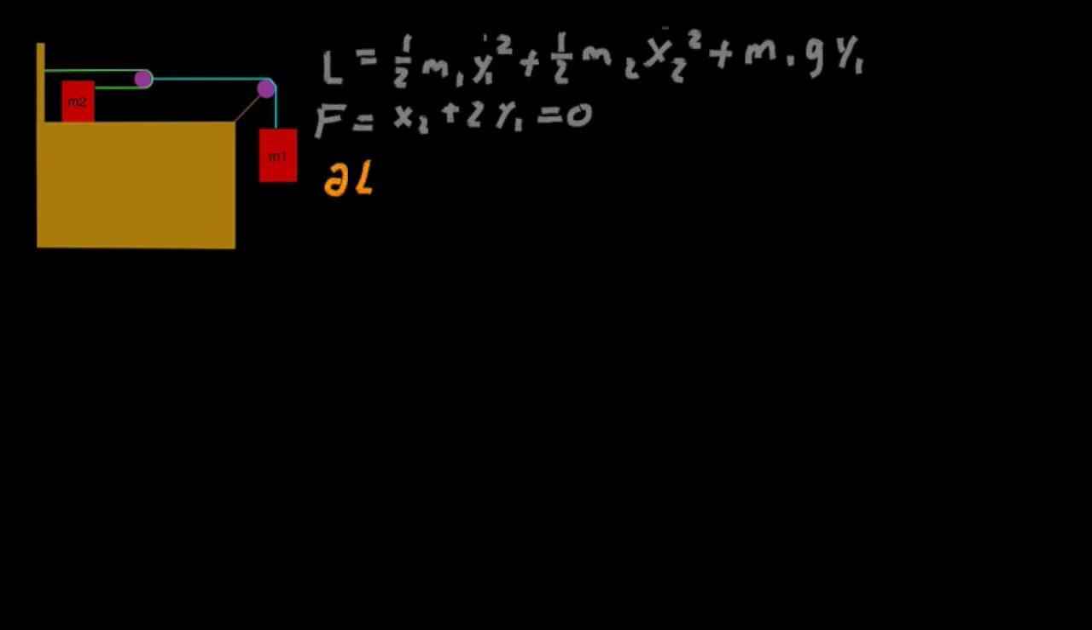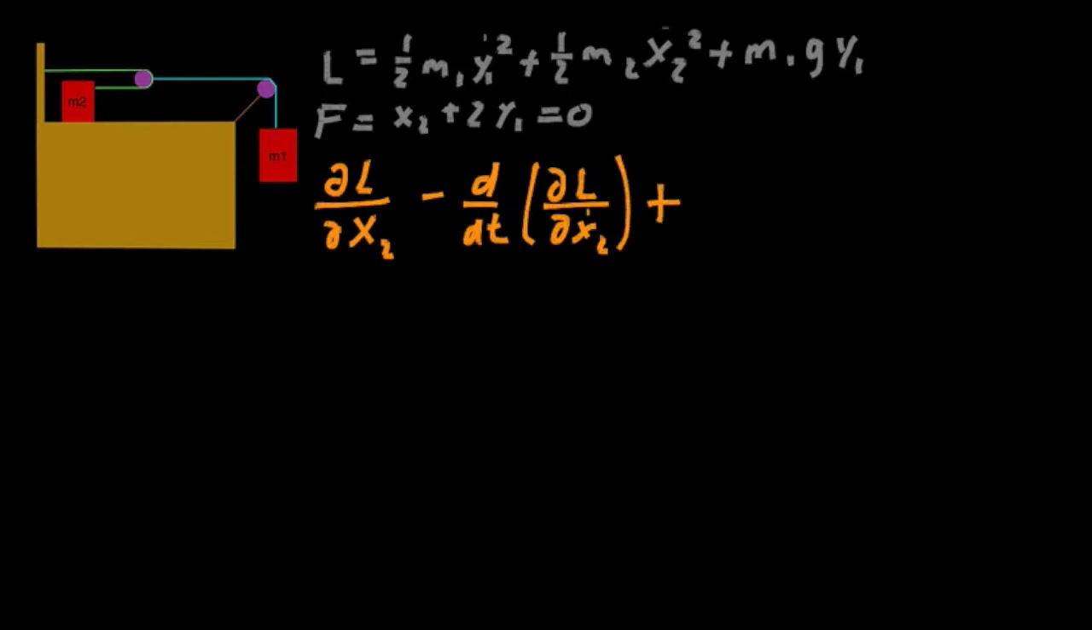So the partial derivative of L with respect to x2, and that just means all other variables are treated as constants, minus the full time derivative of the partial of L with respect to x2 dot, plus lambda times the partial of f with respect to x2. And lambda is just an unknown constant. This entire term actually is going to end up representing the forces involved in this scenario. But all that added up is going to equal 0.